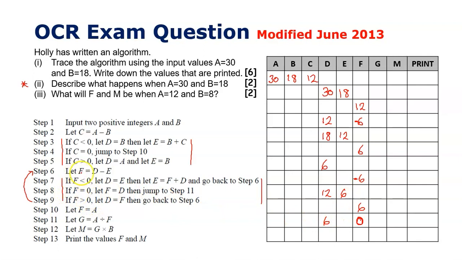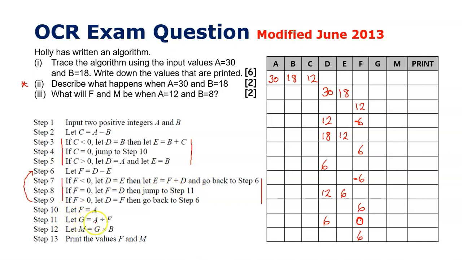And having done that, it's 0, so now I can go to step 8, and it says if F equals 0, first of all it says F equals D. F is now equal to D, which is 6. Yep. Then jump to step 11.